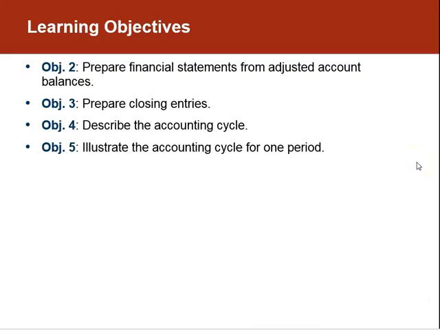So we've got some objectives here. When it says prepare financial statements from the adjusted account balances, this sounds really, really rough. It's not. But we are going to look at how to make the appropriate journal entries so that we can close out from 1 year to the next. We're going to look at all of the steps in the accounting cycle again, and then objective 5 says illustrate the accounting cycle for 1 period.